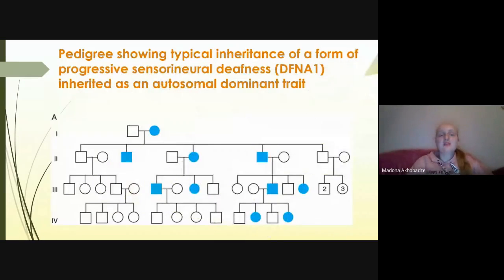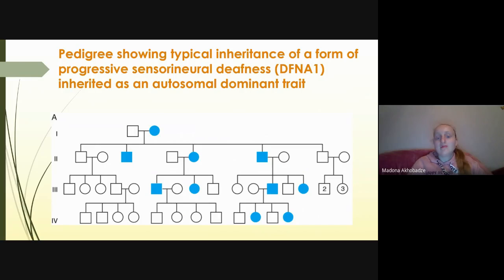Okay, and then this is the pedigree that shows the typical inheritance of progressive sensory neural deafness inherited as an autosomal disorder. So this mother is the disease carrier that passes it to the son and to the daughter and to the son. It may be half if she had one more. So half of the children are the diseased ones. It means the disease does not skip a generation. It appears in every generation.